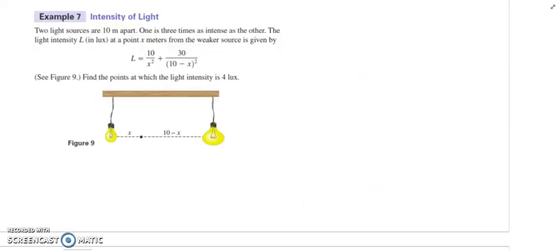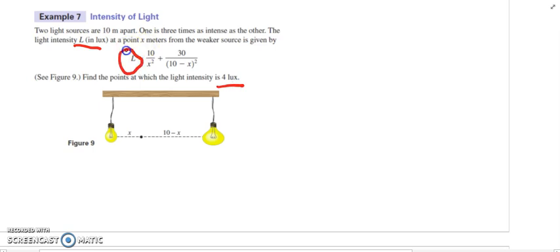Okay, I'll be honest, this is kind of an ugly problem, but don't get overwhelmed by it. It says two light sources are 10 meters apart. One is 3 times as intense as the other. The light intensity L in lux at the point x meters from the weaker source is given by, and it gives you the equation. It's ugly. That's fine. At least you don't have to find it. It gives you a picture. It doesn't really help. All that matters is this equation, and I want to find where it is 4 lux.